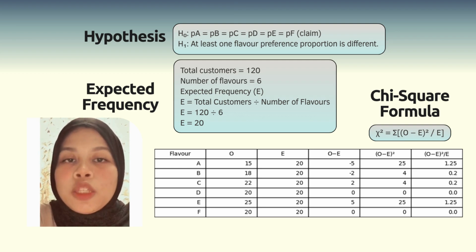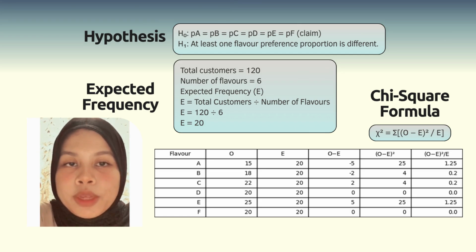Next, we apply the chi-square formula. The formula is the summation of observed frequency minus expected frequency, to the power of 2, divided by expected frequency. This formula measures the difference between the observed frequencies and the expected frequencies.